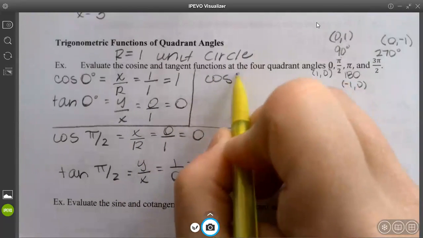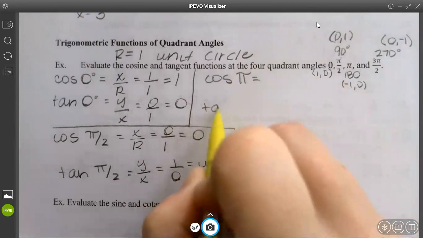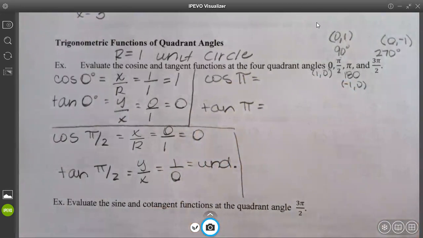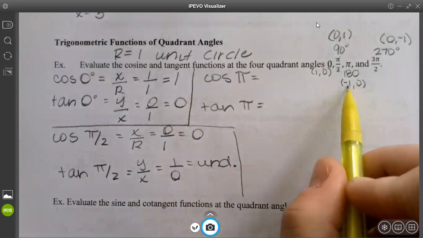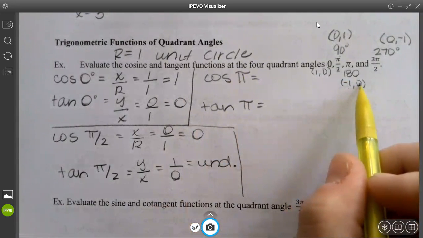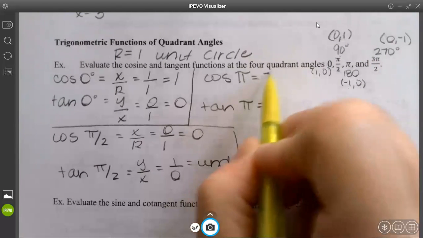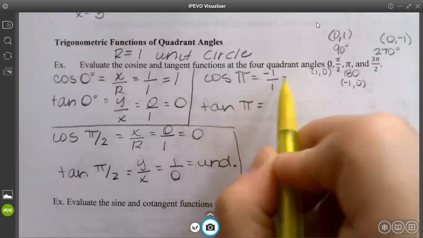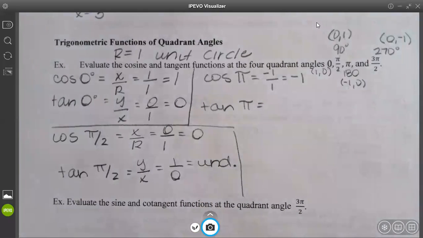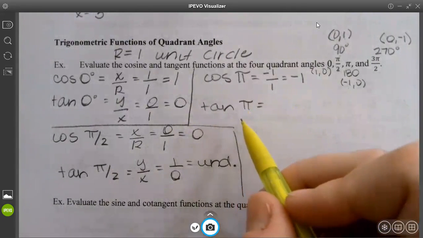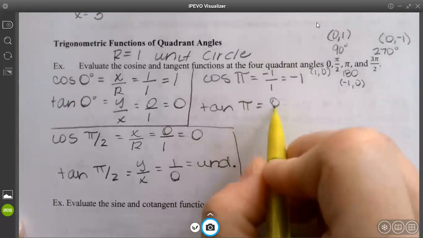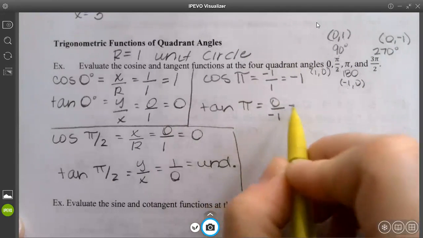We're going to do cosine of pi and tan of pi. Cosine is x over r. Here's your pi, -1, 0. What's your x coordinate? -1. What's your radius? 1. So your value is -1. Tangent is y over x. So at 180, what's your y? 0. Your x is -1, which makes 0.